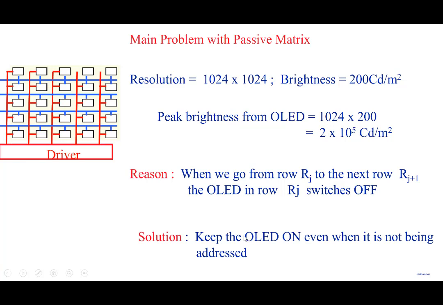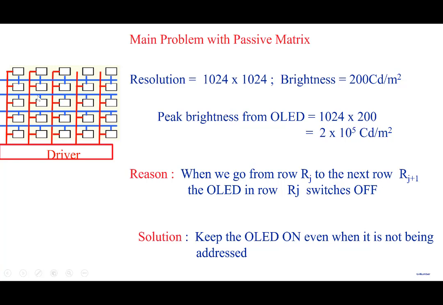So the solution to this is to keep the OLED on even when it is not being addressed. The idea is, let's say you light up this OLED to 200 candela per meter square. Then when you go to the next row, we don't want it to switch off. We want it to remain on at 200 candela per meter square. If this one is, let's say, 150 candela per meter square, a different brightness level, when you go to the next row, I want it to remain at 150 candela per meter square.